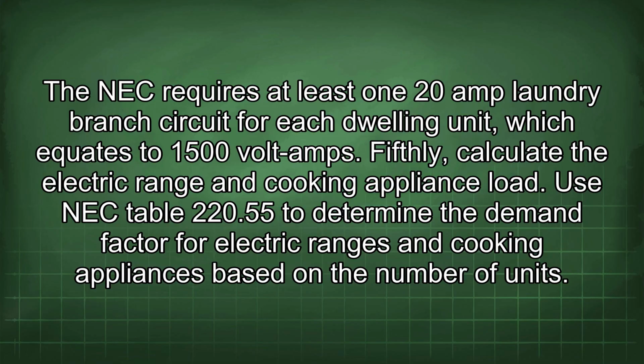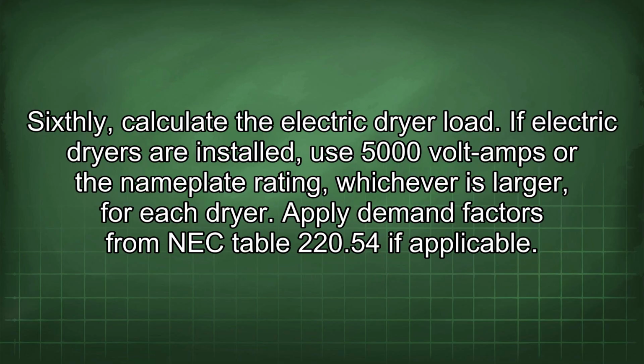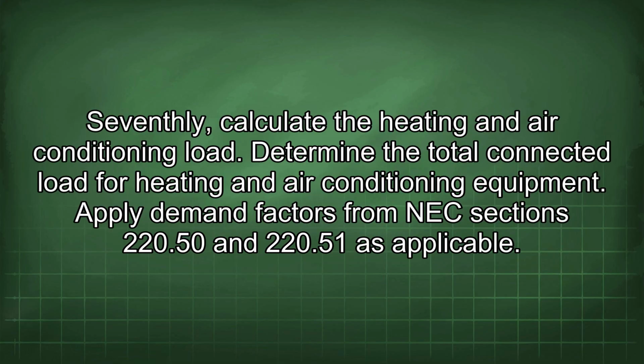Fifthly, calculate the electric range and cooking appliance load. Use NEC Table 220.55 to determine the demand factor for electric ranges and cooking appliances based on the number of units. Sixthly, calculate the electric dryer load. If electric dryers are installed, use 5000 volt-amps or the nameplate rating, whichever is larger, for each dryer. Apply demand factors from NEC Table 220.54 if applicable.